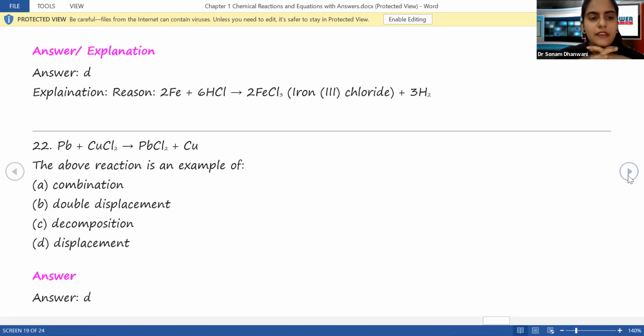Next. When lead is treated with copper chloride, it forms lead chloride plus copper. Now this is a reaction like the ones we have just seen. The first one, our very first MCQ with sodium, there also sodium was getting displaced, right? So here copper is getting displaced. So this is an example of a displacement reaction.